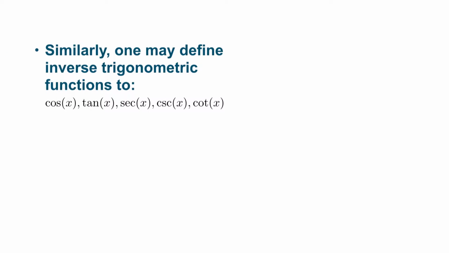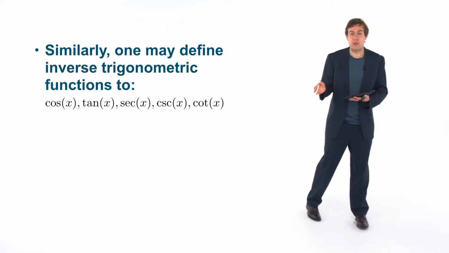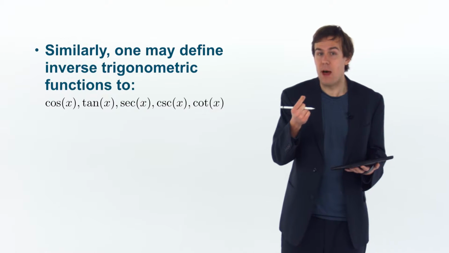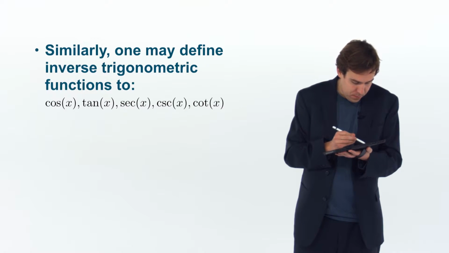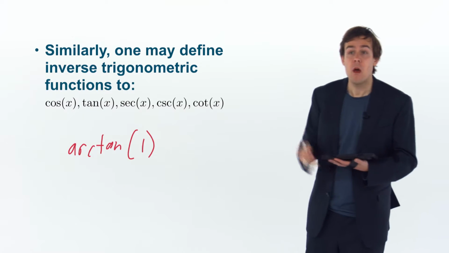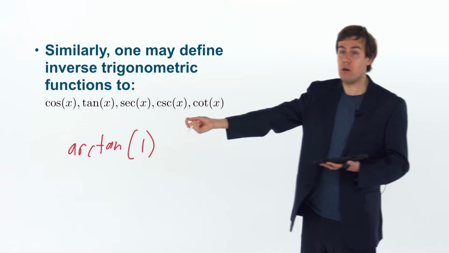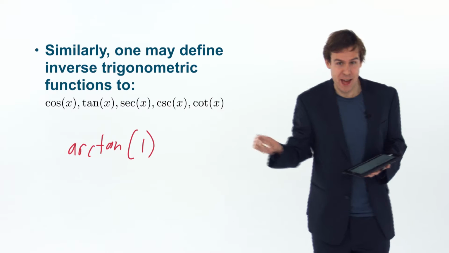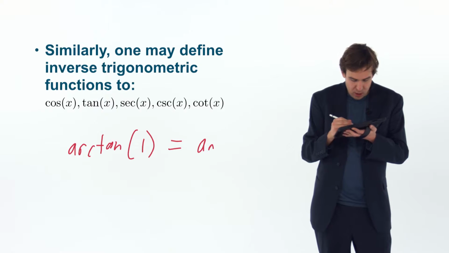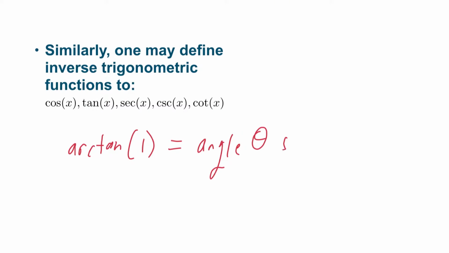Of course, the same principle applies to all of the other 5 trig functions. We don't necessarily need to write them out in this lecture. The exact same principle applies. So just as an example, suppose you were asked to find arctangent of 1. Well, what does this mean? This means I should have an angle, and that angle should have the property that when I take the tangent of it, I get 1. So this is the angle theta such that tangent of theta should be equal to 1.